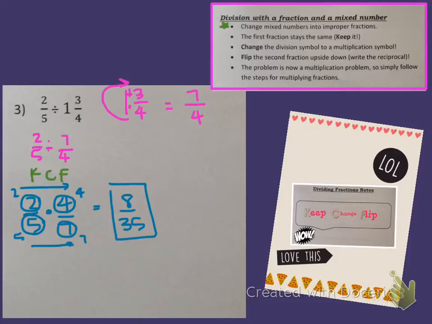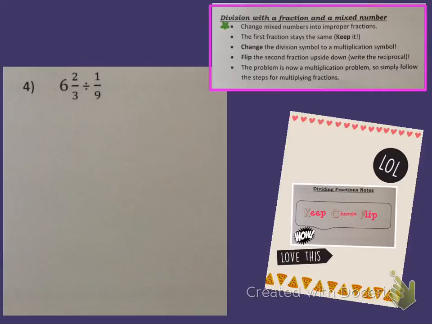In this problem, none of the fractions could be simplified, so when we multiplied straight across, we got 8/35. That is in its simplest form, so that is our final answer. Next up is 6 2/3 divided by 1/9. Again, because we have a mixed number, the first thing we want to do is convert it to an improper fraction. So 6 2/3 as an improper fraction is going to be 3 times 6, which is 18, plus 2, which is 20, so 20 is our new numerator, and then 3 stays the denominator.